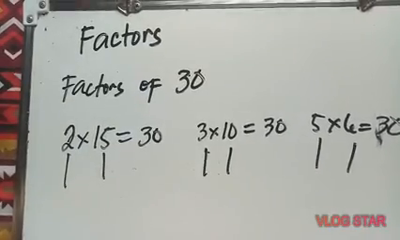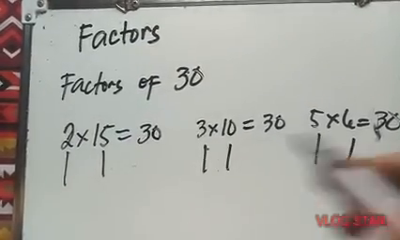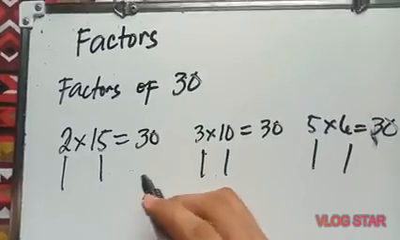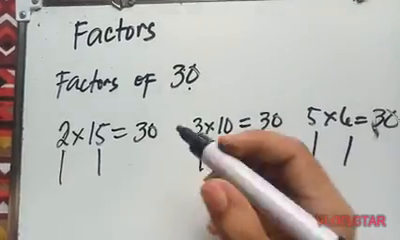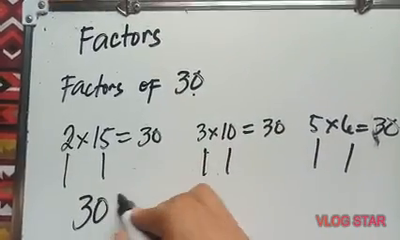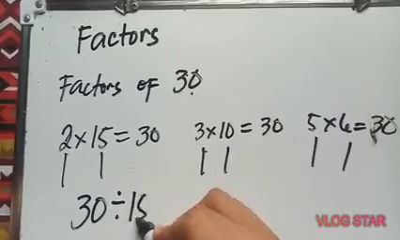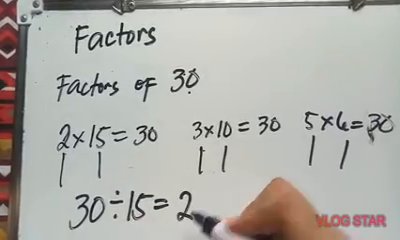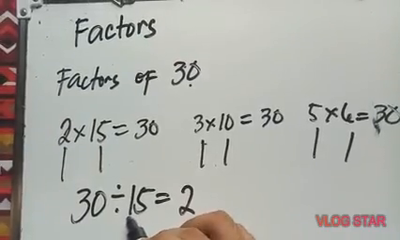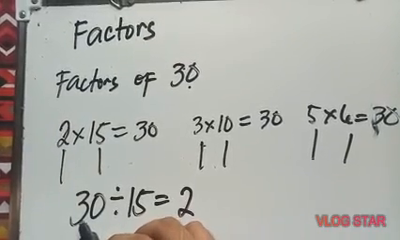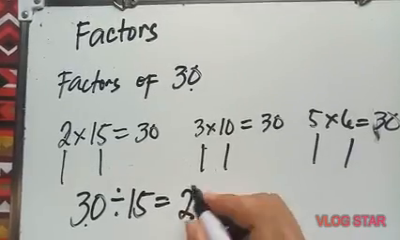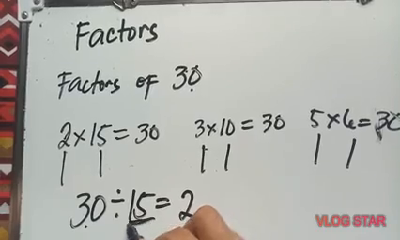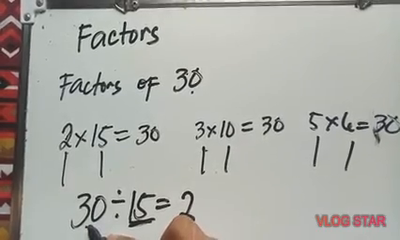are factors of 30. And we can identify whether a number is a factor of a given number by dividing it. For example, 30 divided by 15, the answer is 2. If you divide a certain number into 30 and there is no remainder, we can say that the given number is a factor of 30.